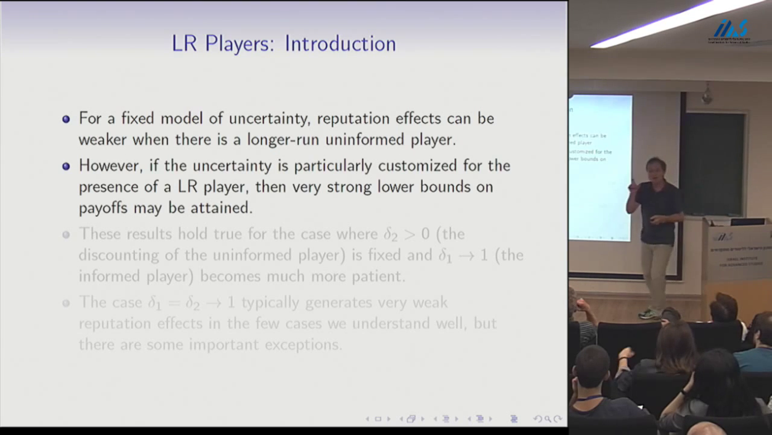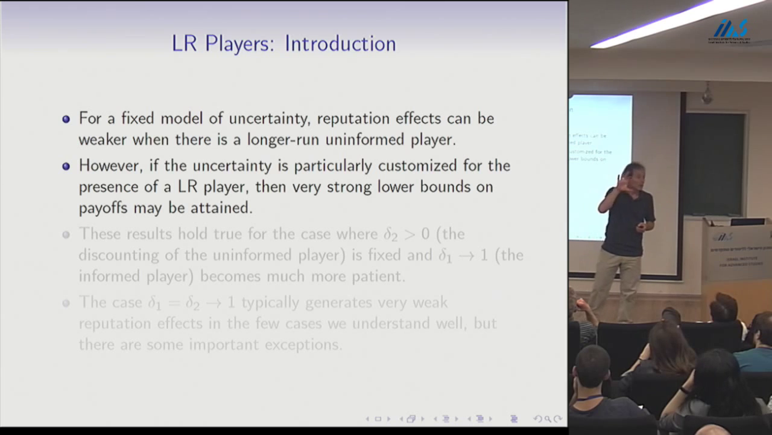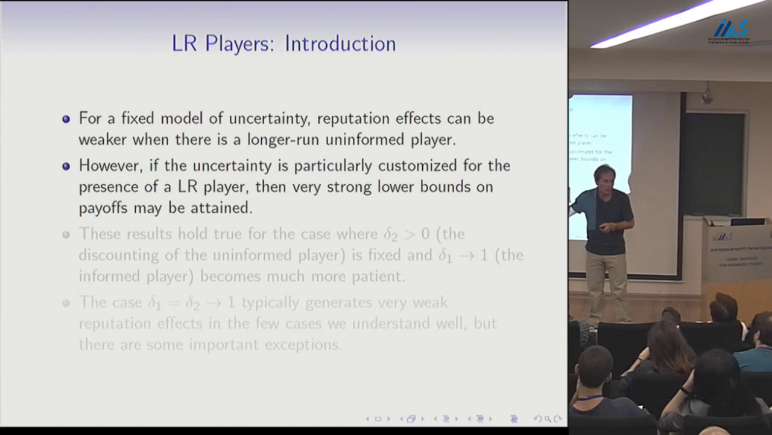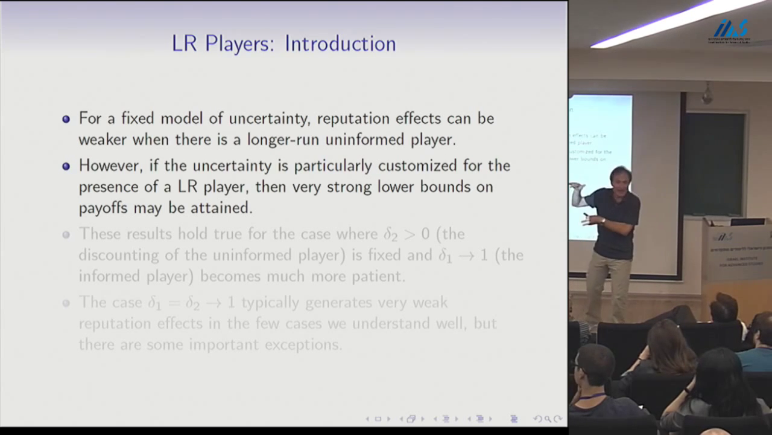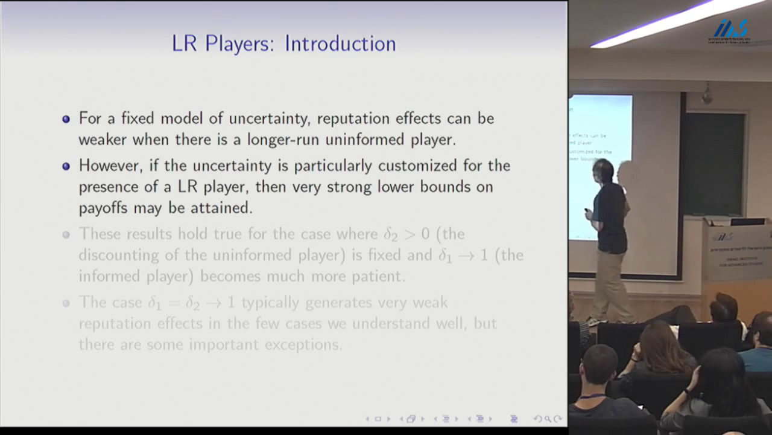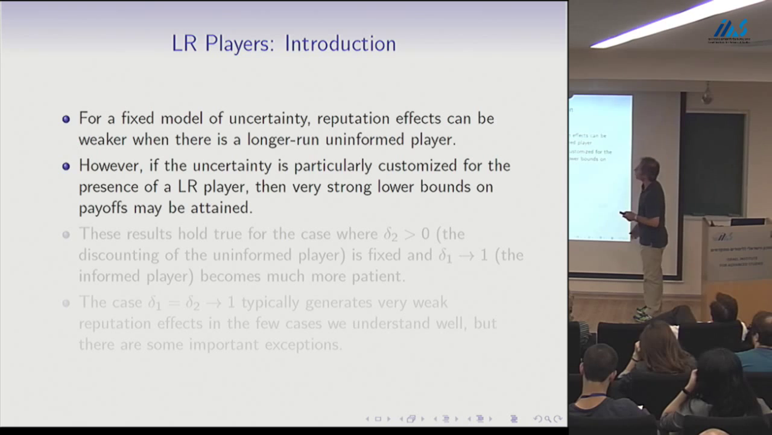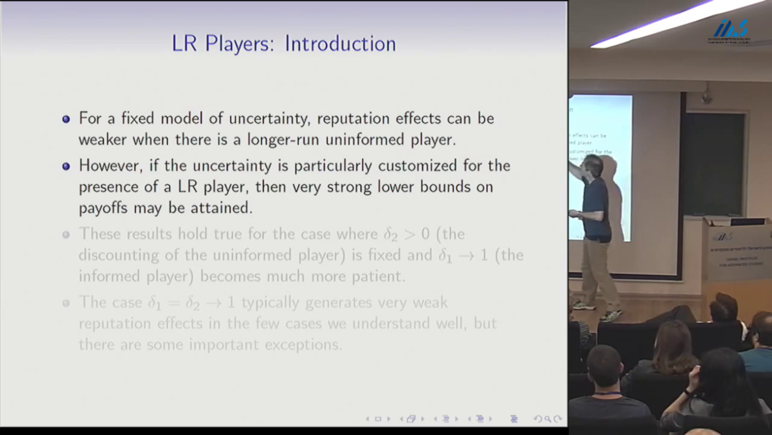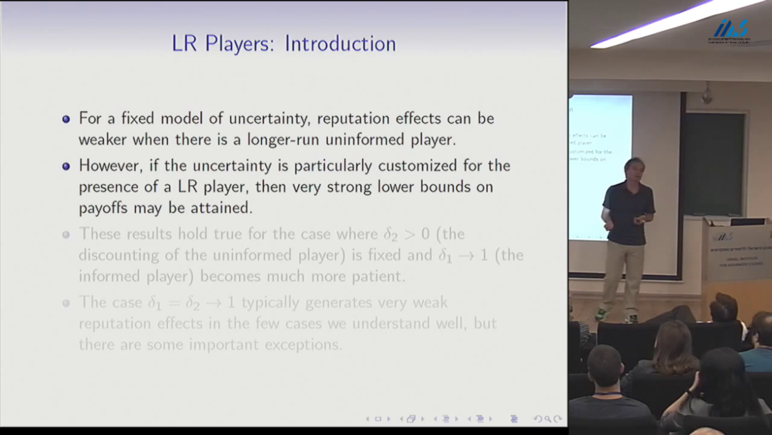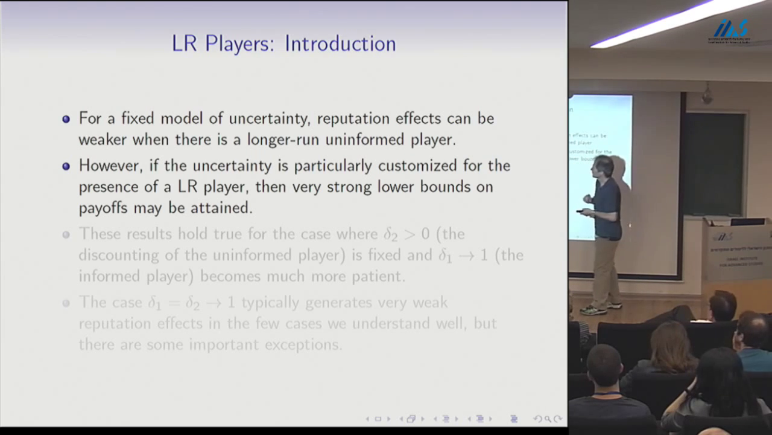What we're going to start off thinking about is the case where delta 1, the discount factor of the informed long-run player, is going to get very big, and delta 2, the discount factor of the uninformed long-run player, is going to be less and fixed. And what are we going to show? Well, in that kind of world, very patient informed player, less patient uninformed player, we're going to see that reputations still exist, but they're typically weaker. However, you can use particular customized kinds of uncertainty to get very strong reputation results if you were so interested.